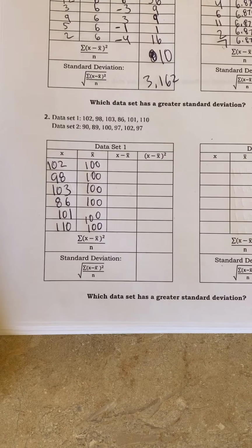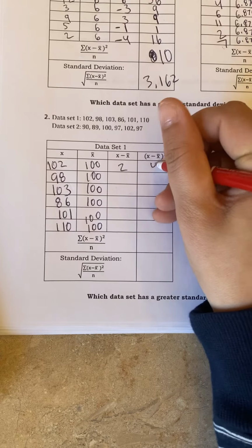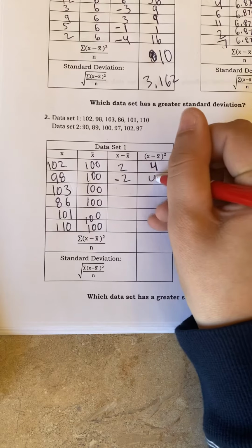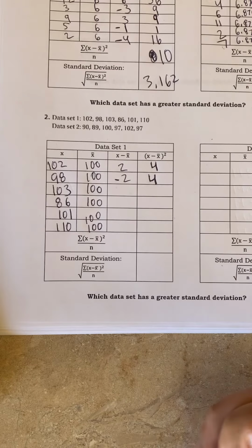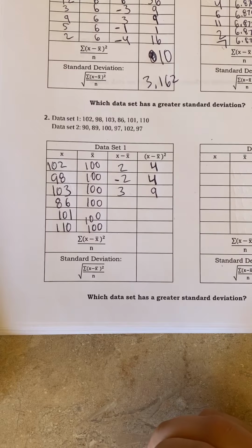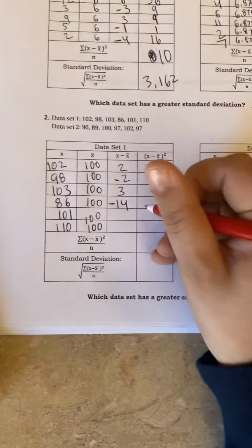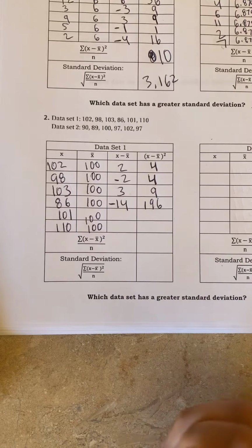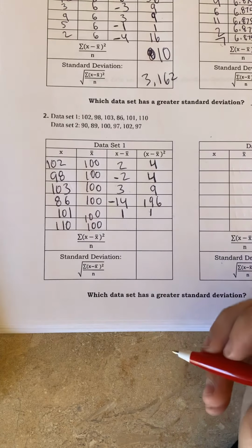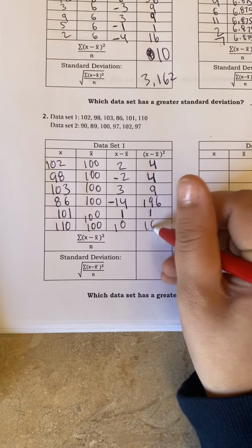All right, so I'm going to take all those points and subtract. So 102 minus 100 is 2. And so that square is going to give me 4. 98 minus 100 is negative 2. And so that square will also give me 4. 103 minus 100 is 3. And 3 squared is 9. 86 minus 100 is negative 14. And negative 14 squared is positive 196. 101 minus 100 gives me 1, and 1 squared is 1. 110 minus 100 gives me 10, and 10 squared is 100.